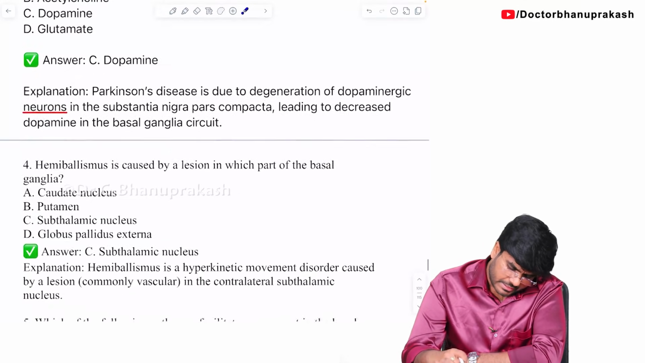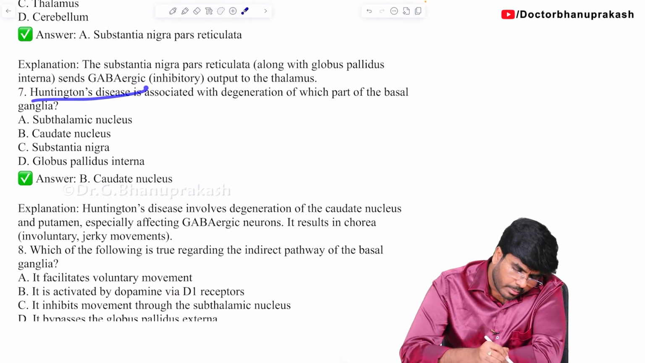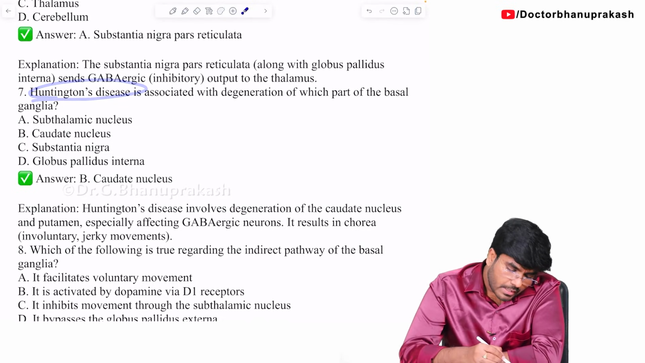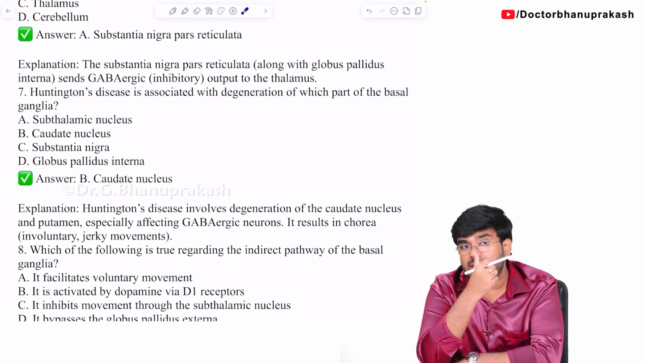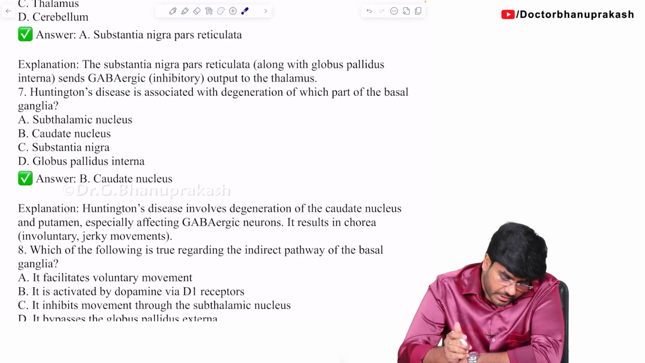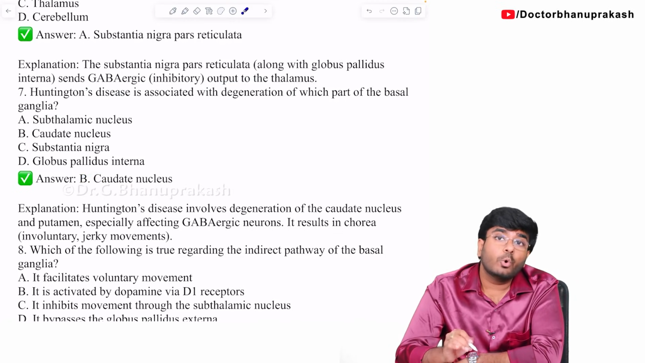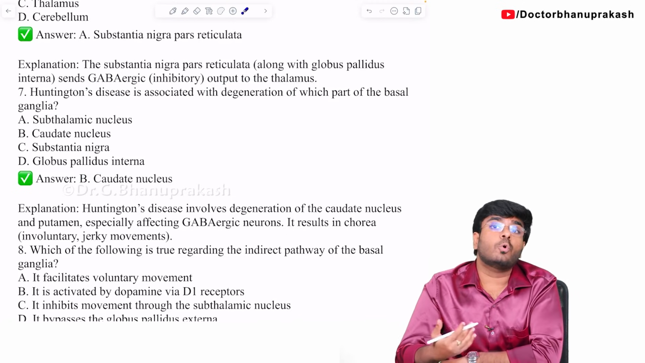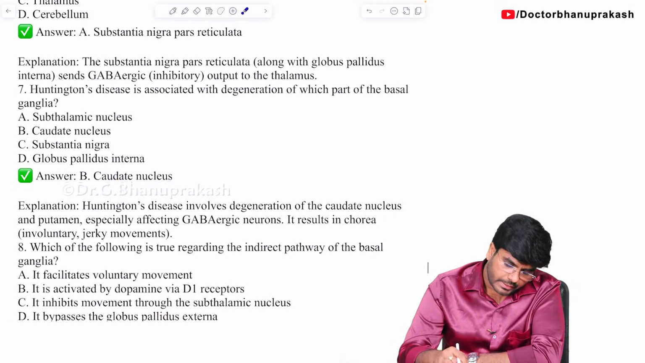Next, look at the 7th question, Huntington disease. You have heard about Huntington disease, an autosomal dominant disorder. Huntington disease is associated with the degeneration of which part of the basal ganglia? Which structure? The answer is caudate nucleus. Damage to the caudate nucleus is going to cause chorea. That is the reason why we say Huntington's chorea.